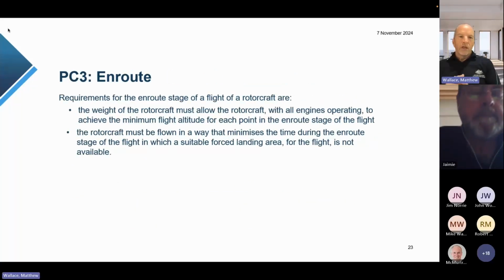PC3 en route is fairly simple. The weight of the rotorcraft must allow the rotorcraft with all engines operating to achieve the minimum flight altitude for each point in the en route stage of the flight. And the rotorcraft must be flown in a way that minimises the time during the en route stage of the flight in which a suitable forced landing area for the flight is not available. So that's just saying, looking at it, and we'll run through some examples of that. But we're saying we're just minimising the time where we don't have a suitable forced landing area in this instance.